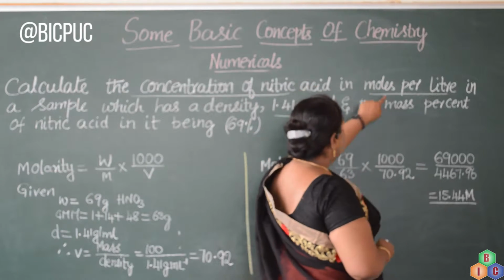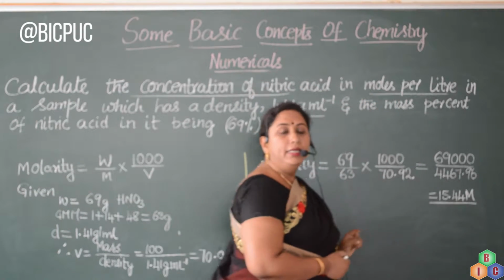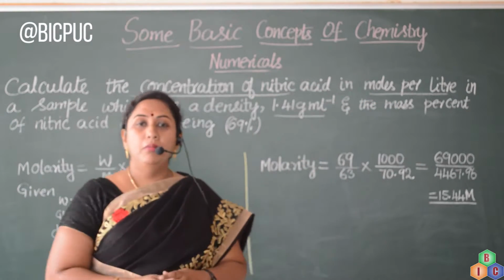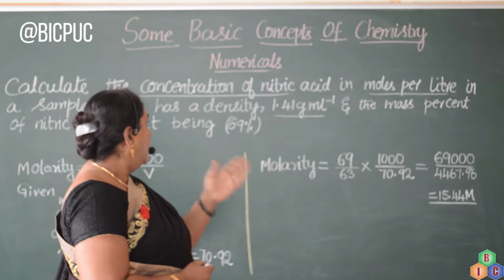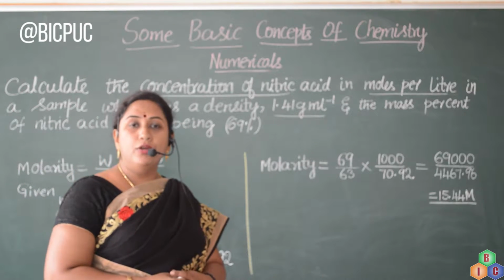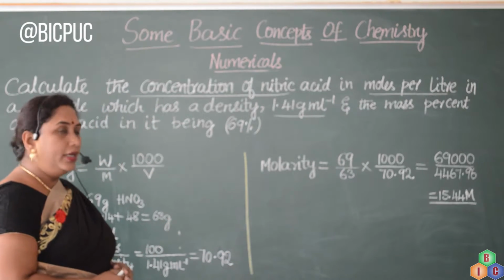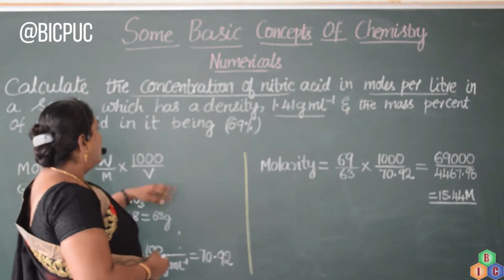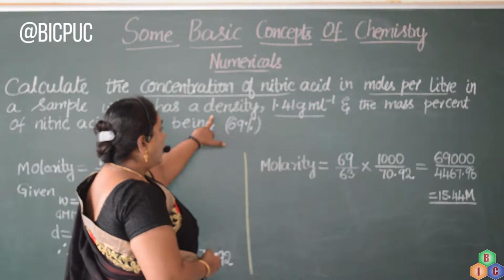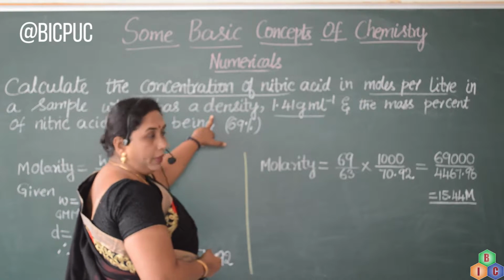Concentration of nitric acid in moles per liter. That means we are supposed to calculate molarity. Moles per liter concentration means we are talking with respect to molarity. To calculate molarity, what are all the data given to us? Density is being given as 1.41 gram per ml.